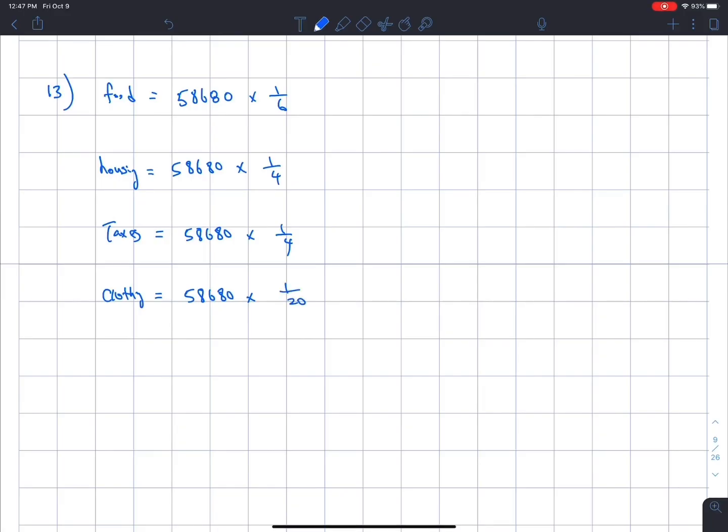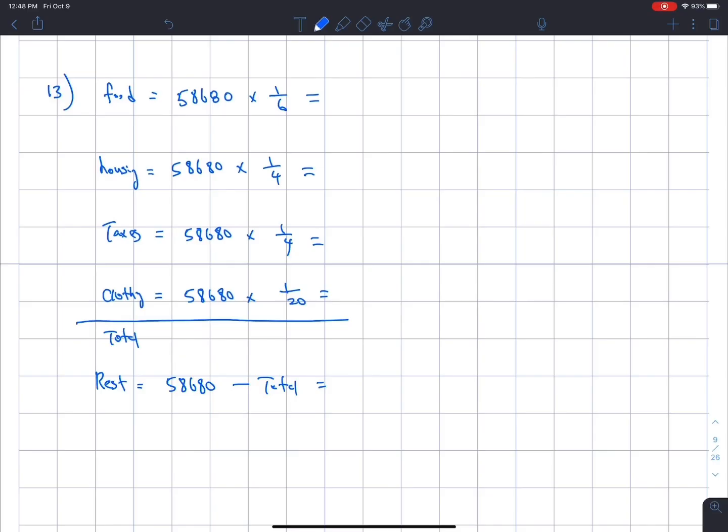And the rest will be on transportation. So the rest will just be 58,680 minus this total. So if I add all these up, this will give me the total. How much is spent for each item? Okay, so I just need to do all these calculations. Again, because the number is quite big, I'm just going to use the calculator.